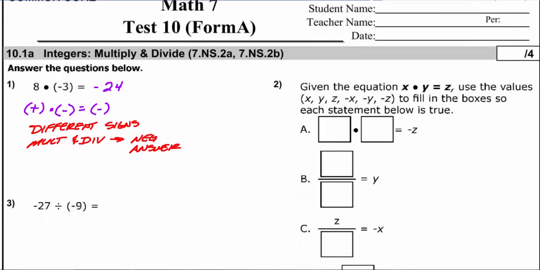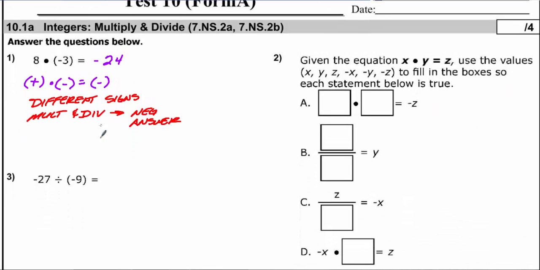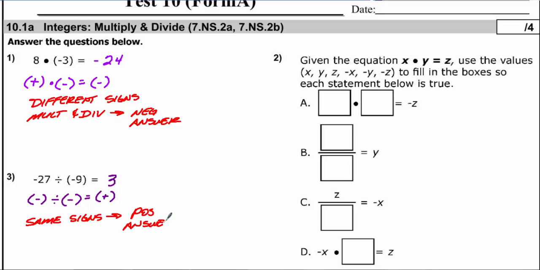Number 3, let's scroll down, give ourselves a little room to work. Number 3, we have a negative number divided by a negative number. So 27 divided by 9 is 3. And since here we have a negative divided by a negative, we're going to get a positive answer. Same signs, and again, this is only for multiplication and division. Same signs will always be a positive answer. So we can go ahead and use these facts as we move into problem 2.